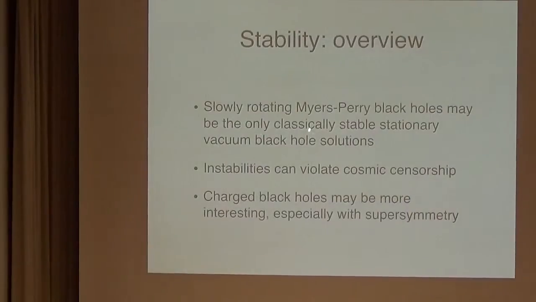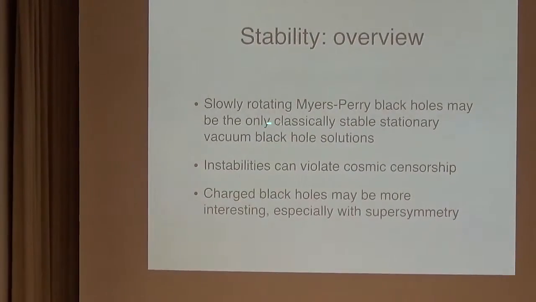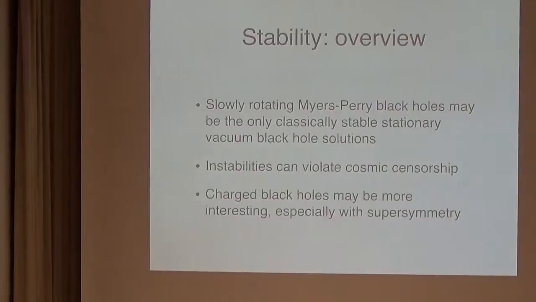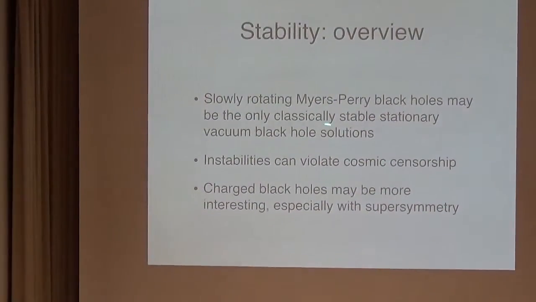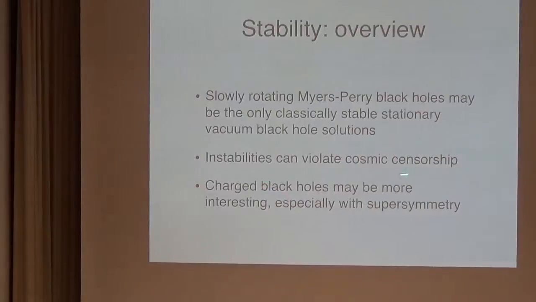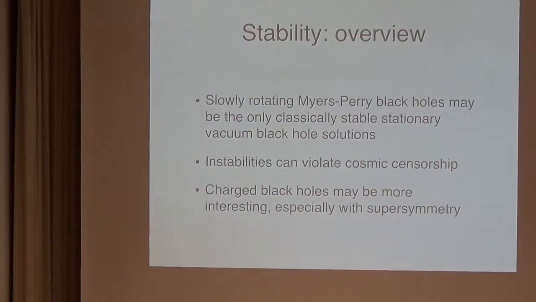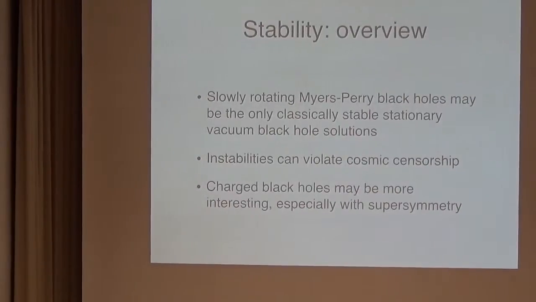Okay, so an overview of what I've told you about stability is that it's plausible that slowly rotating Myers-Perry black holes may be the only classically stable stationary vacuum black hole solutions. So that's possible. I've emphasized that these instabilities point to a violation of cosmic censorship in higher dimensions.